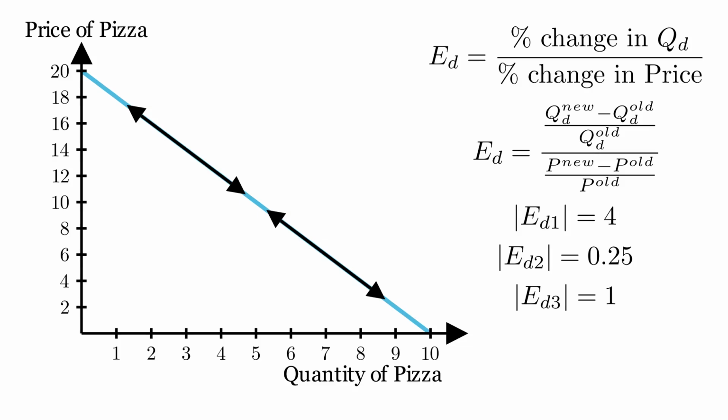This pattern is specific to downward sloping linear demand curves. Other types of demand curves, such as nonlinear demand curves, may show different elasticity patterns. It is important to distinguish between slope and elasticity. Slope measures the steepness of the curve, whereas elasticity measures how responsive quantity demanded is to change in price. Therefore, slope and elasticity are not the same thing.